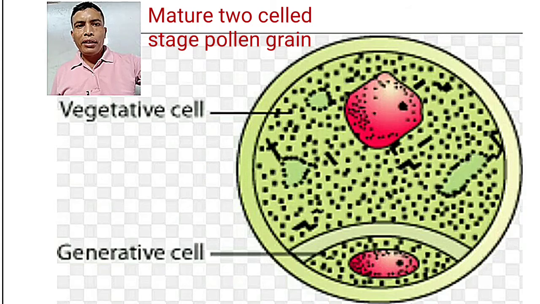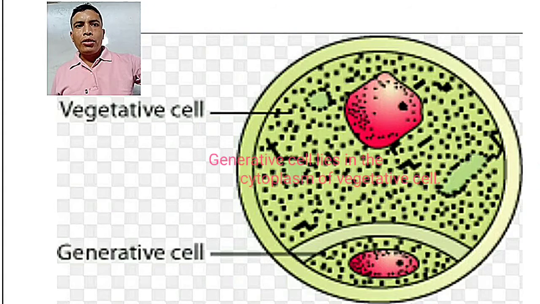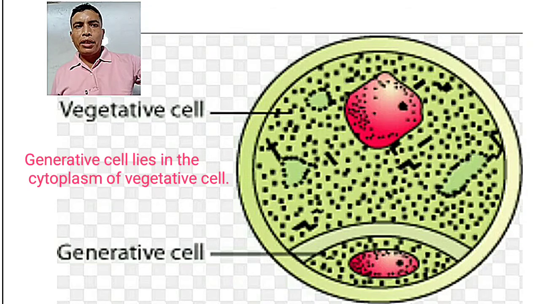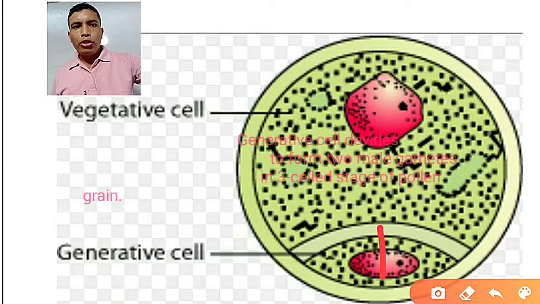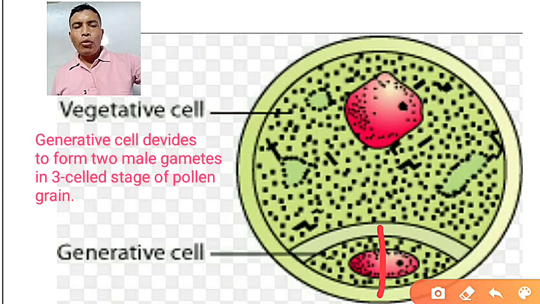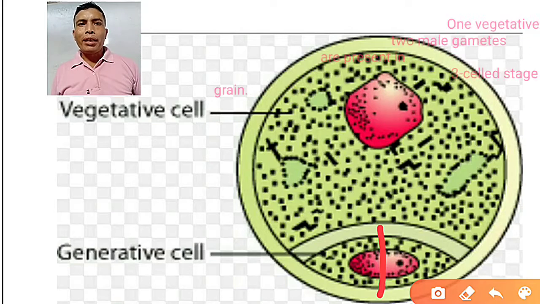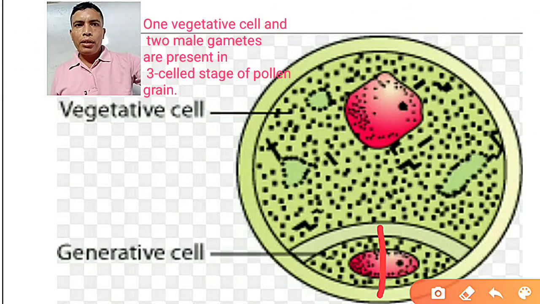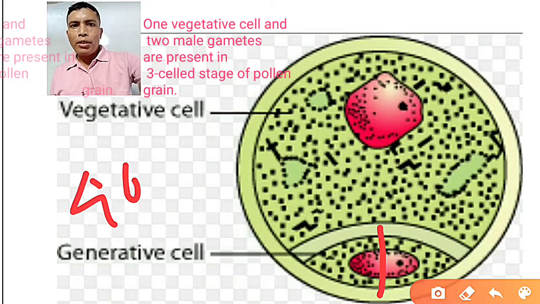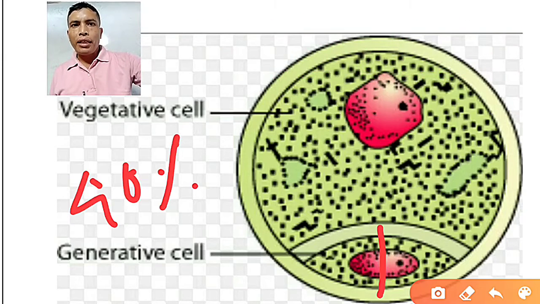One is the vegetative cell. The large cell of the pollen grain is the vegetative cell. The generative cell lies within the cytoplasm of the vegetative cell. In the 3 cell stage, the generative cell will divide into 2 male gametes. So in the 3 cell stage of the pollen grain, there will be 2 male gametes and 1 vegetative cell. 40% of the flowering plants have this 3 cell stage when they are shed to the stigma.